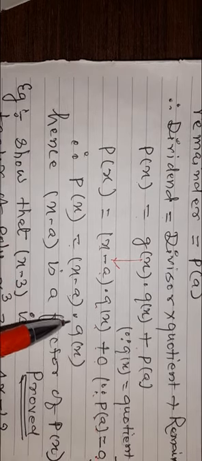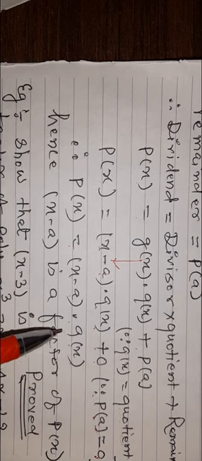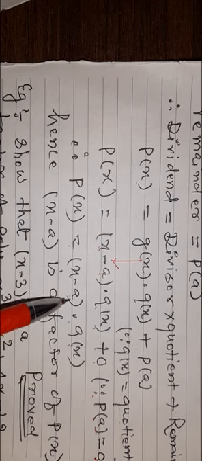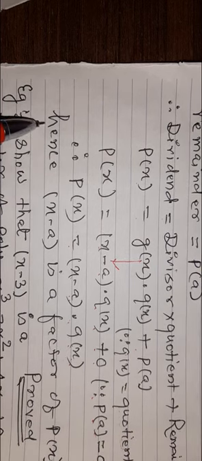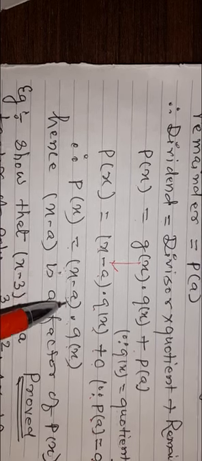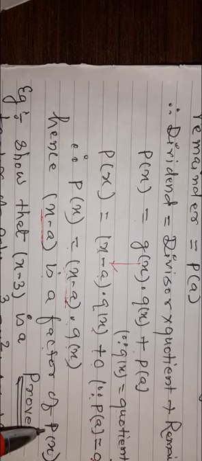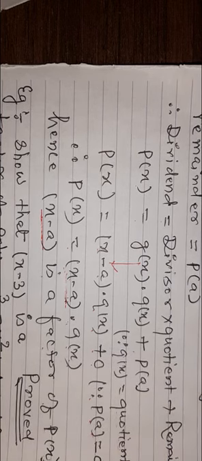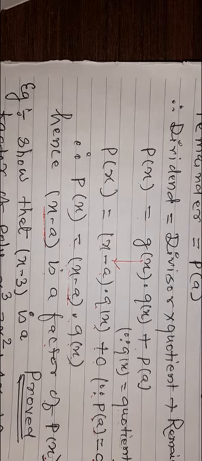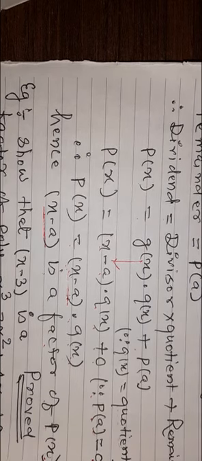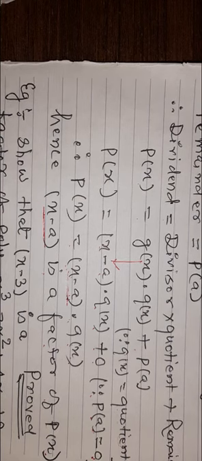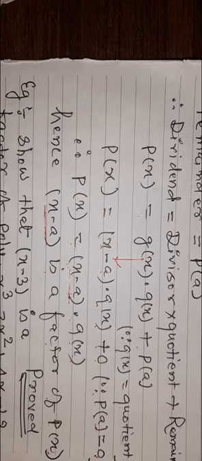Now here p of x is equal to x minus a into q of x. Now look at here, two factors: x minus a and q of x. Hence x minus a, by which you are dividing, this is a linear polynomial, is a factor of p of x, and this is the factor theorem. It will be more clear by taking an example. Here I have taken an example for clearing this theorem.